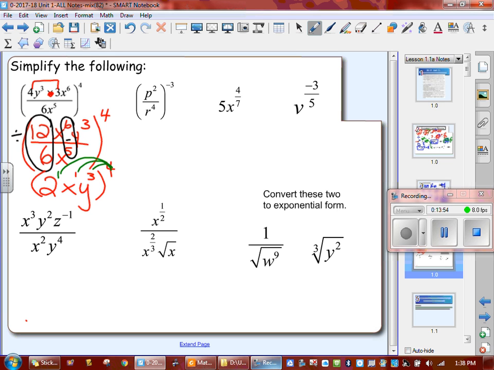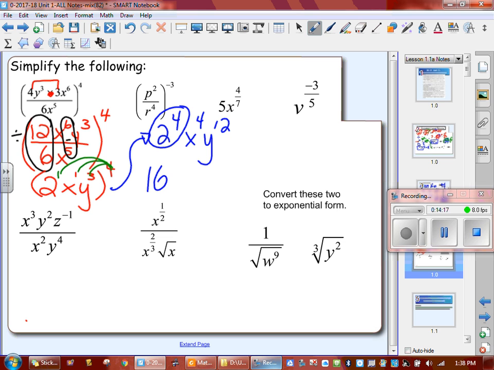So this guy is now going to become 2 exponent 4, x exponent 4, y exponent 12. And there's only one additional thing you can do to this question, and that is solve the coefficient of 2 exponent 4. So it's going to become 16, x exponent 4, y exponent 12. Final answer for the first one. Is there anyone that got that question right? Good job, you guys.